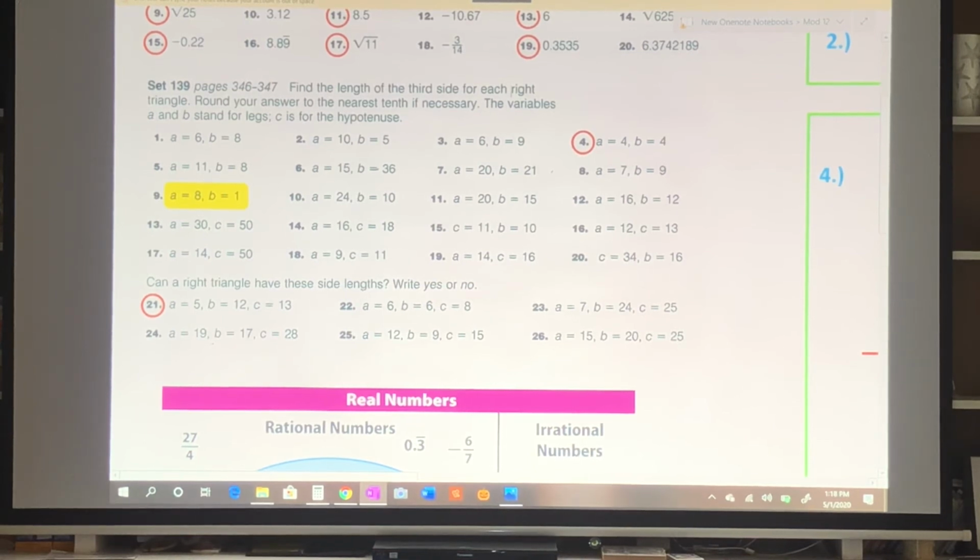Wish I could talk, I can't talk. Okay, so when you plug those in, do they make up the sides of a right triangle? Oh my gosh.